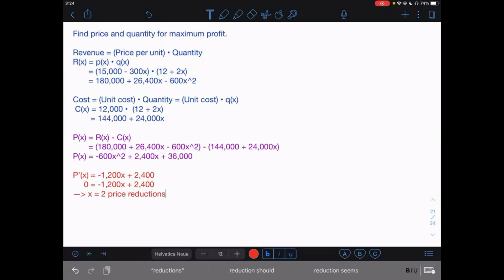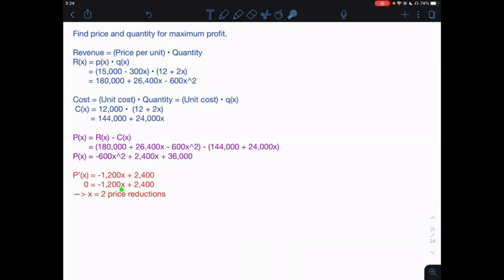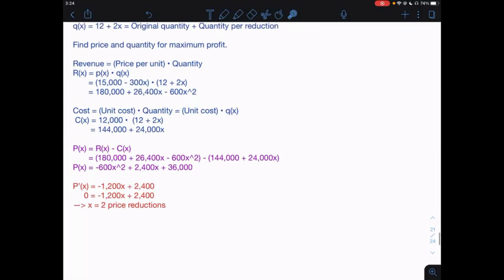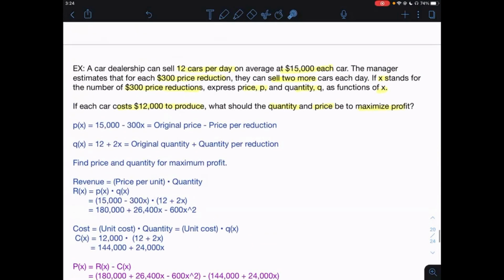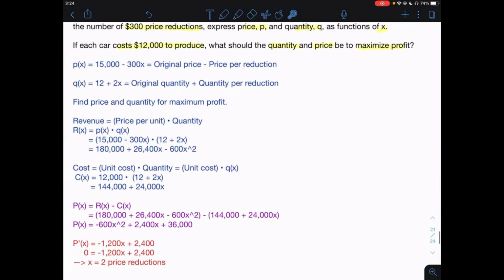Okay, so we should make 2 price reductions if we want to maximize the profit that we make from selling these cars per day. But we're not finished just yet. We're not just finding the optimal point for x, but also we want to define, at this optimal point, at this critical value, what's going to be our price and quantity. And how do we do that? By taking 2 and plugging it into the original equations for the price and quantity function.